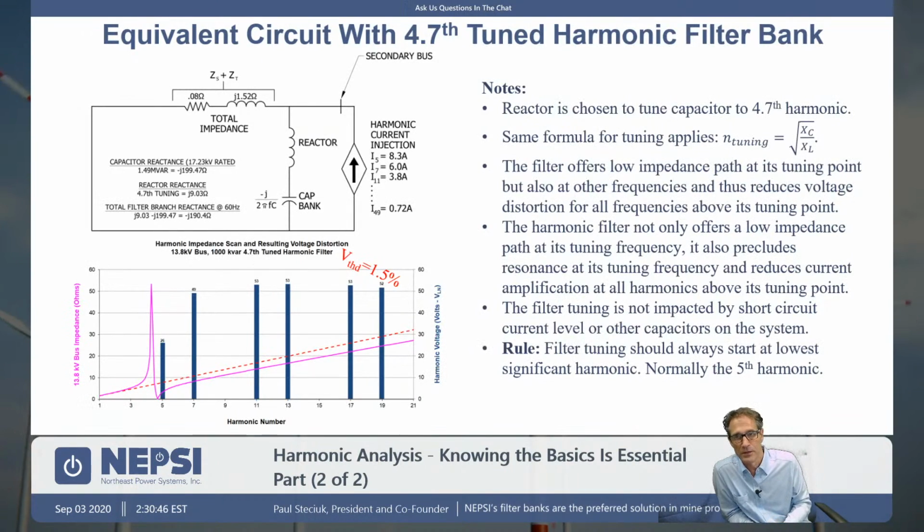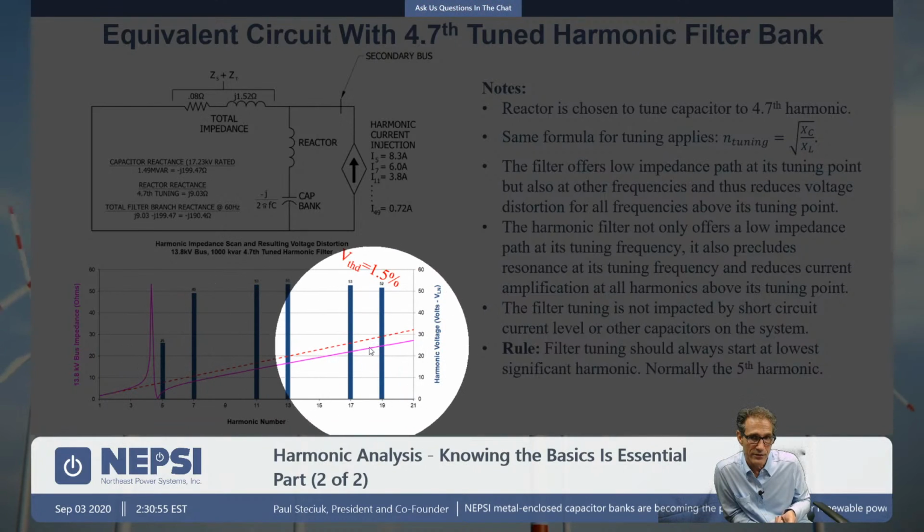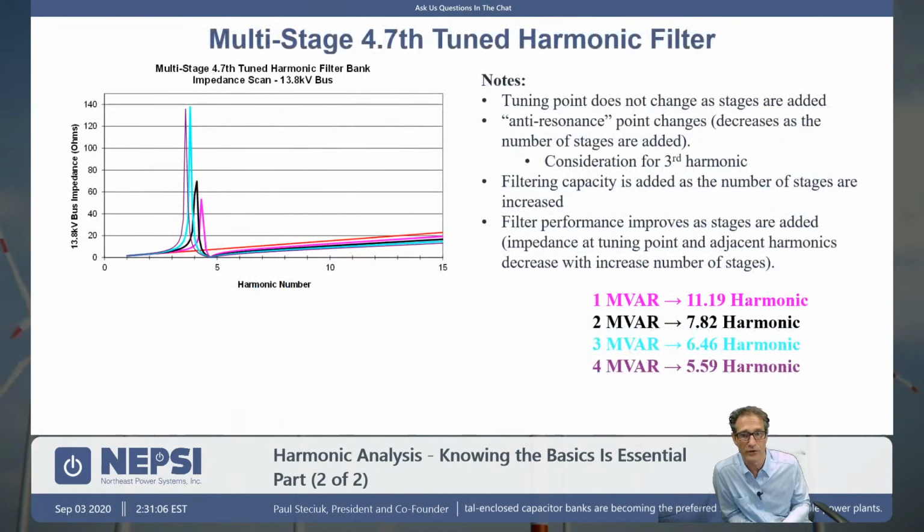And so we're reducing distortion at the PCC. And of course, if we have lower impedance at the harmonics, as we show here, we will have less voltage distortion. So V equals I times the value off the curve there. We obviously would have less distortion. So in this case, we dropped to 1.5% VTHD.